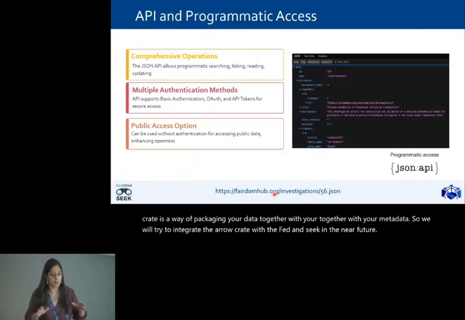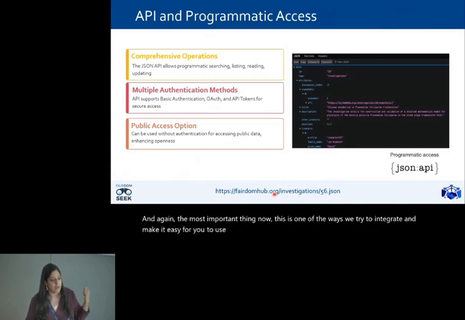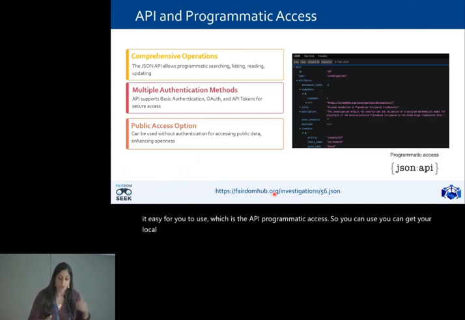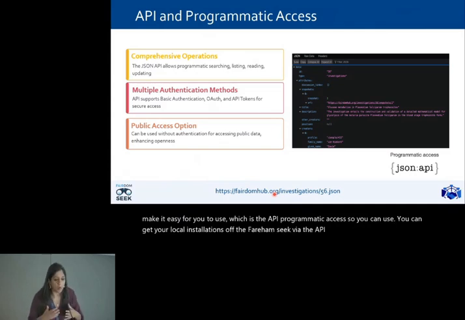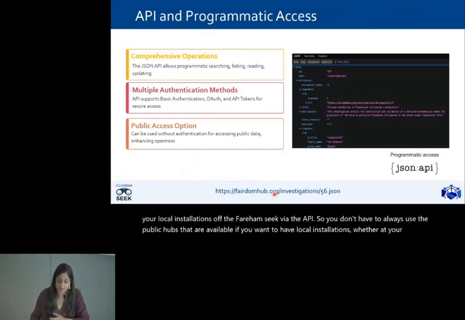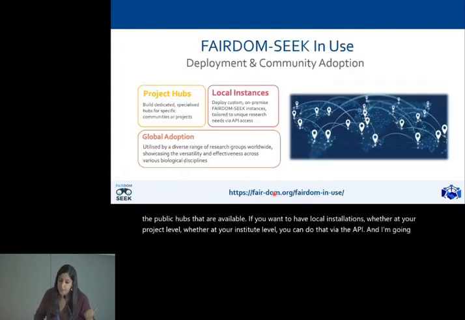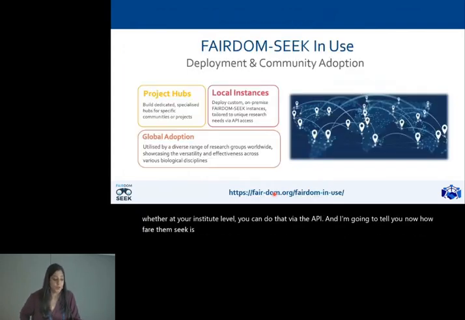And again, the most important thing, this is one of the ways we try to make it easy for you to use, which is the API programmatic access. So you can get your local installations of the FAIRDOM SEEK via the API, so you don't have to always use the public hubs that are available. If you want to have local installations, whether at your project level or at your institute level, you can do that via the API.